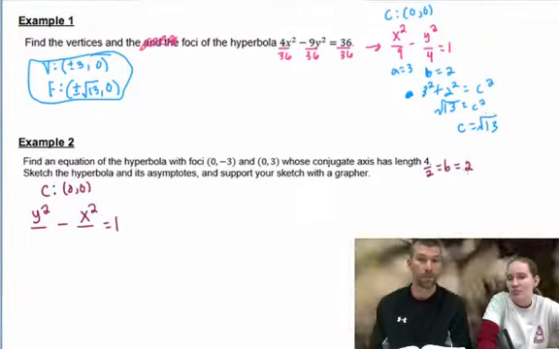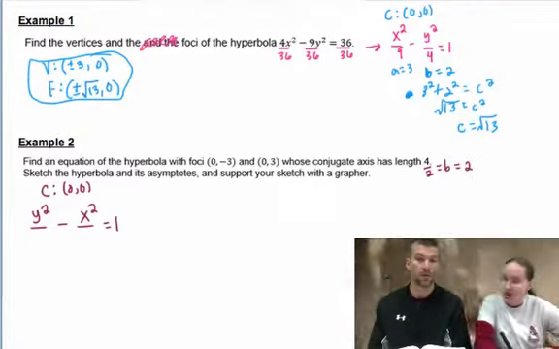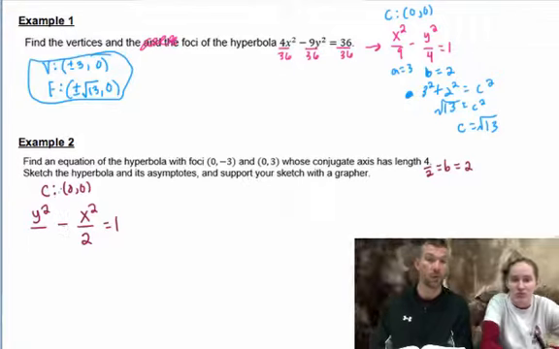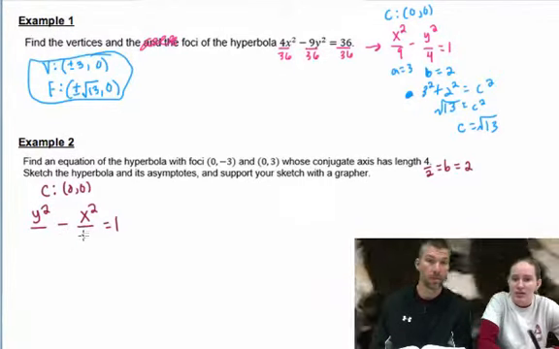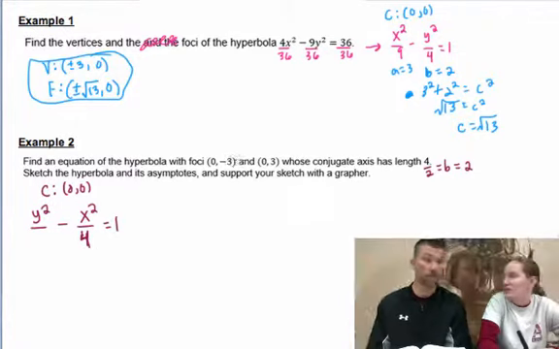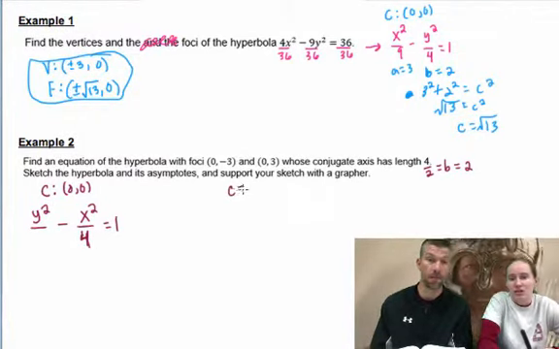We said that b is 2 because of the conjugate axis. So that's got to go under the x. So that would be 4 under the x. 2 squared, which is 4. And so now we're just stuck having to figure out what a is, but we know that c is 3, because that's part of the foci.